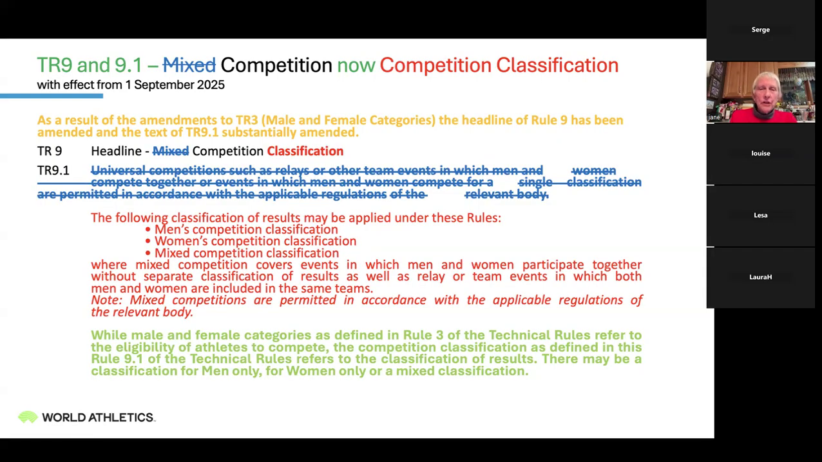And I know you're all going to say, but, it's coming. I'm going to explain further. While male and female categories are defined in Rule 3 of the technical rules, which refer to the eligibility of athletes to compete, the competition classification is defined in this Rule 9.1, which talks about results. There may be a classification for men only, for women only, or for mixed classification.